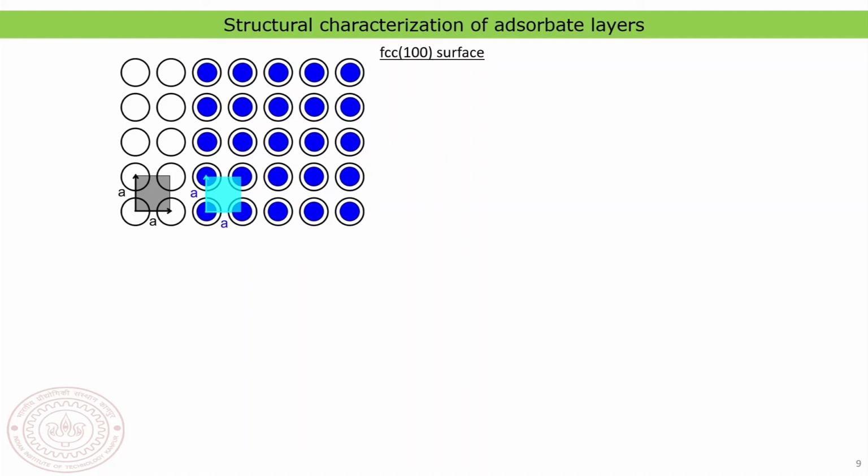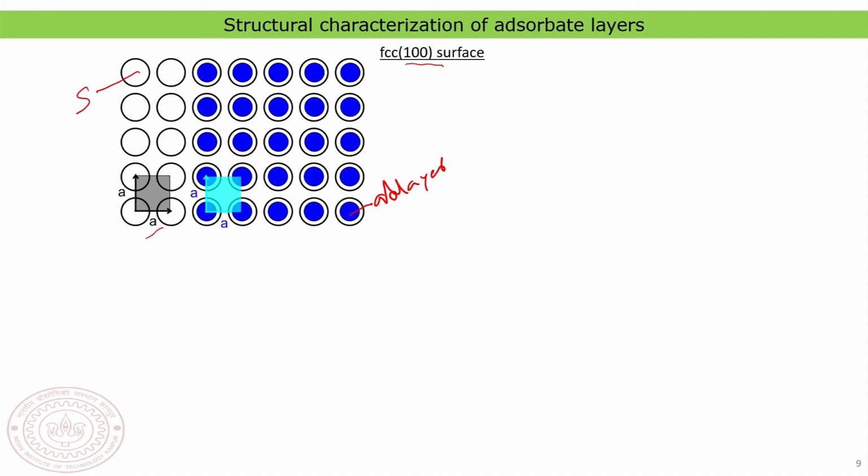Now let me introduce the typical nomenclature, or naming convention, of adlayers on surfaces. Here I have an FCC 100 surface decorated with adatoms. The black circles are surface atoms and the blue are the adlayer atoms. What you notice is that the unit cell of the surface is a square unit cell, as you have already seen for the FCC 100 surface.